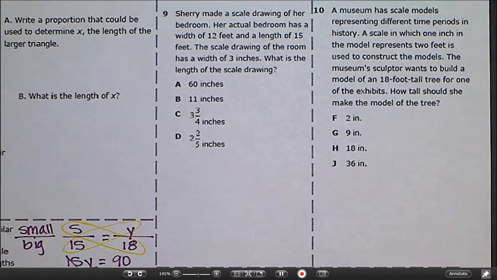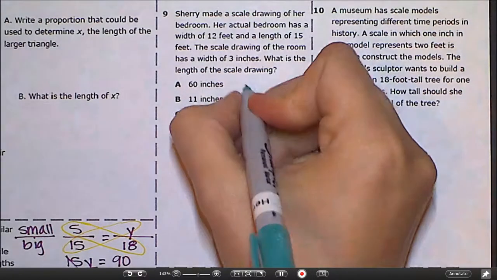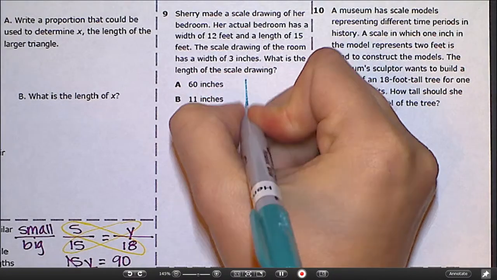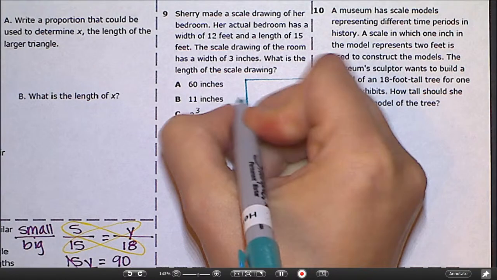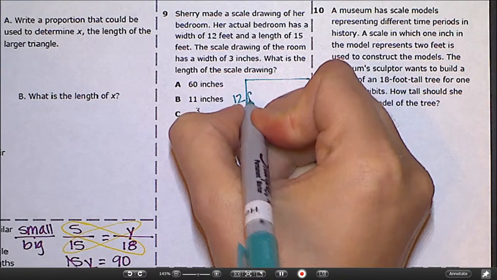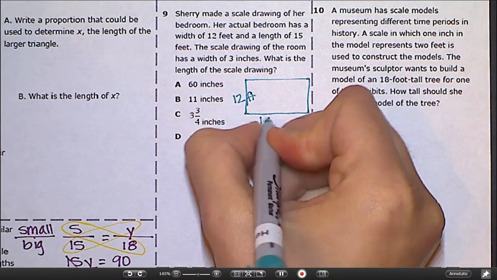Let's jump over to number 9 together. Sherry made a scale drawing of her bedroom. Her actual bedroom has a width of 12 feet and a length of 15 feet. The scale drawing of the room has a width of 3 inches. What is the length of the scale drawing? So we need to actually draw a picture here. Let's start by drawing the actual bedroom. Let's say that this is the actual bedroom, and it's 12 feet by 15 feet.